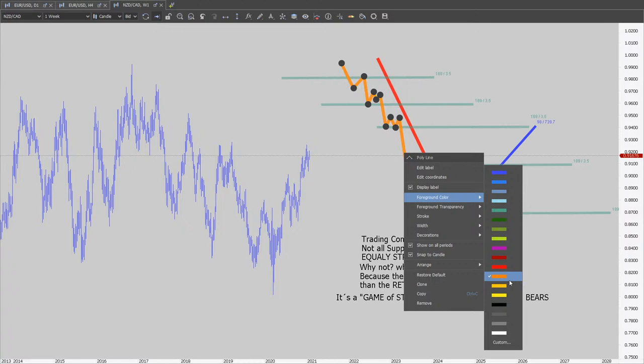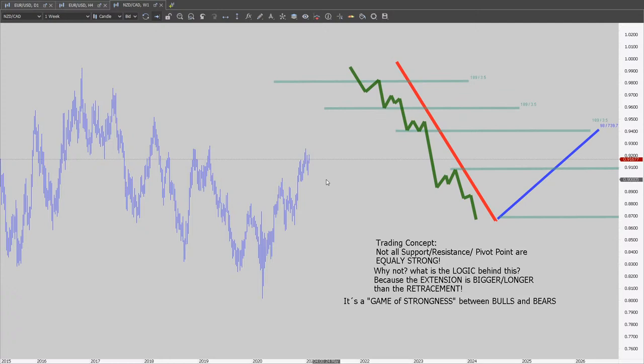When the market was falling in an extension, like in here, NZDCAD weekly chart, you know, not all of these pivot points are equally strong. Make sense, everybody?